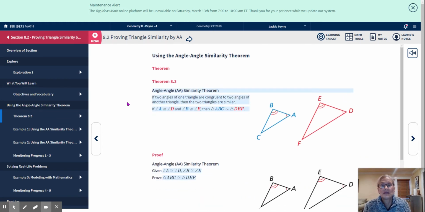So here's what the theorem says. If two angles of one triangle are congruent to two angles of another triangle, then the two triangles are similar. So you can see that A is congruent to D, B is congruent to E, therefore triangle ABC is similar to triangle DEF. And you'll notice that squiggly, the tilde, shows you the similarity sign.